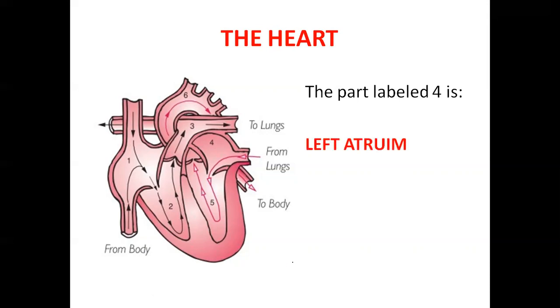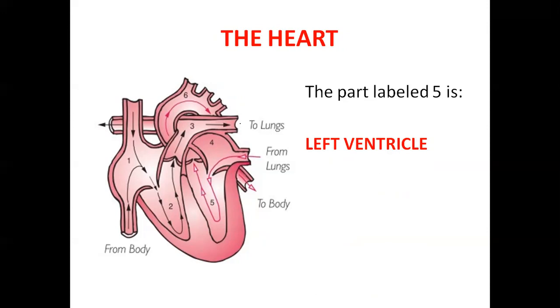That's the left atrium. The left atrium receives blood from the lung. So that's going to receive oxygenated blood that comes from the lung. What's the part labeled 5? Right, that's the left ventricle.